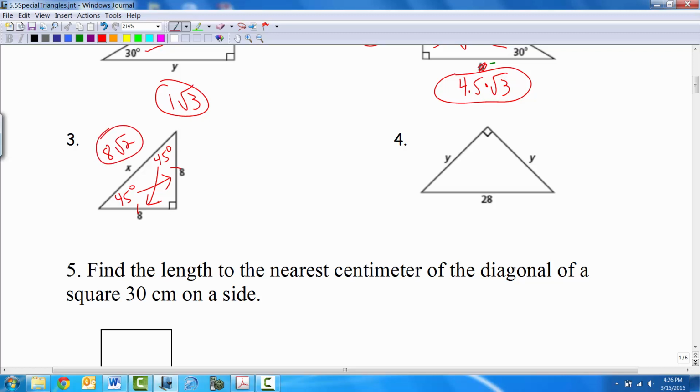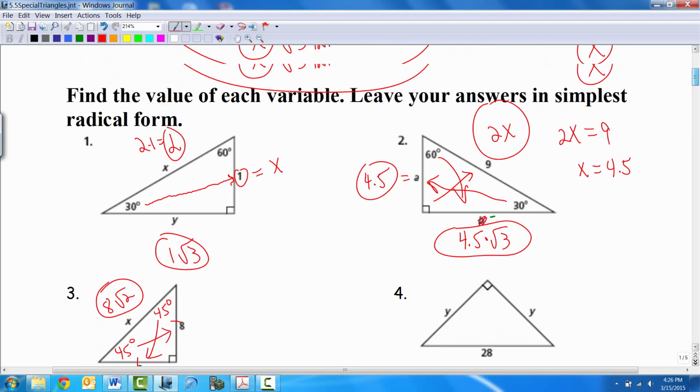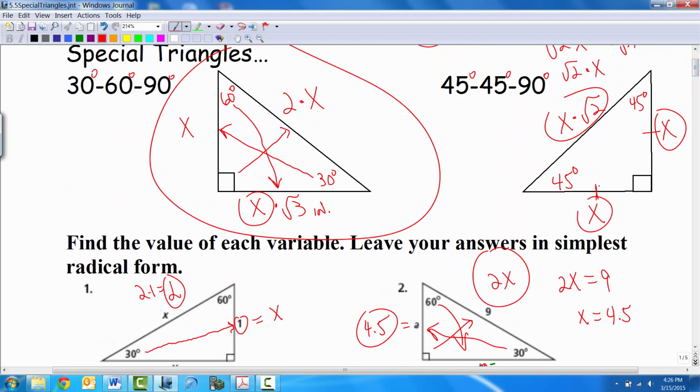And I know I use the x as letters. That's just for my note purposes up here. Do not get confused with the letters. They said this side was 8 and this side was 8. So this is 8 root 2. All right, so that's why I did what I did.